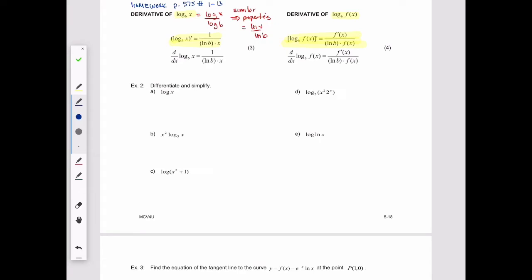So I'm going to do the log of x, and again, I'm just going to call it f prime of x for simplicity's sake. We know that the log of x is really base 10, right? So it's going to be 1 over x ln of 10.